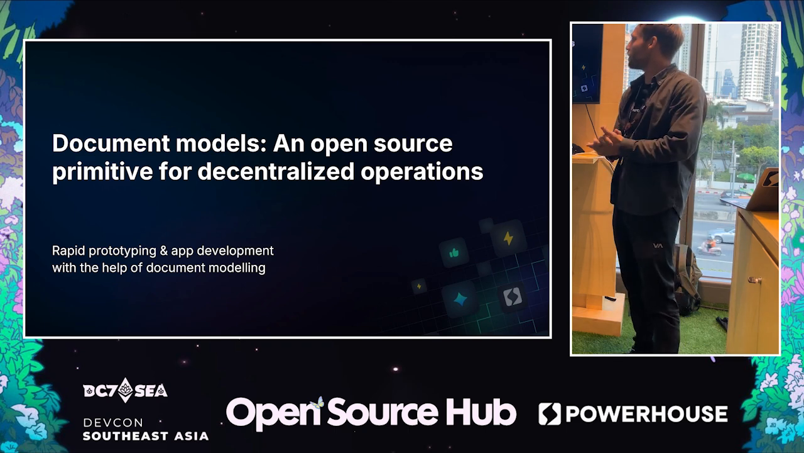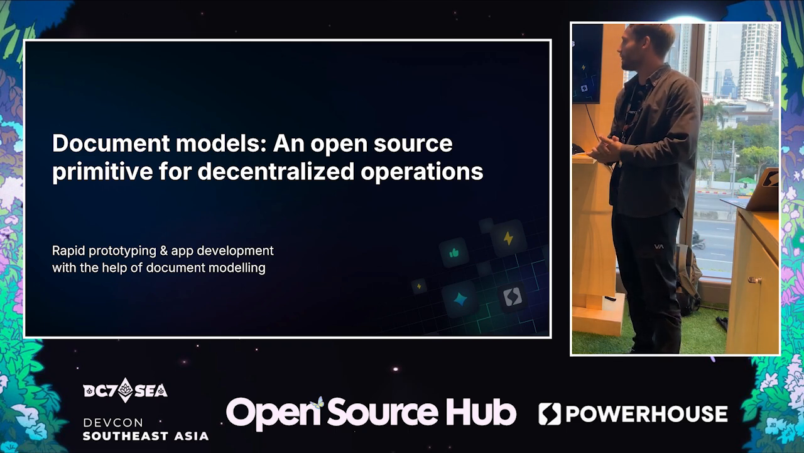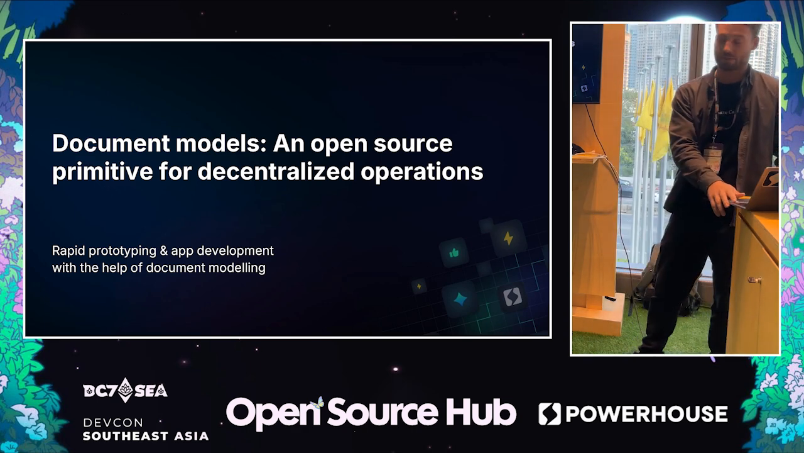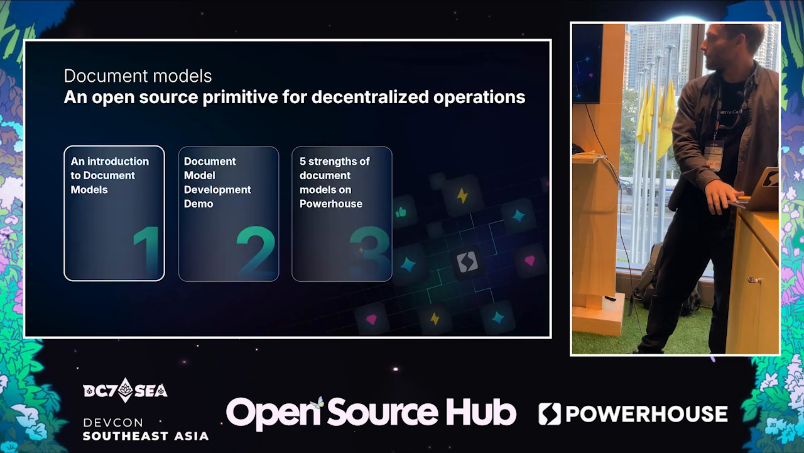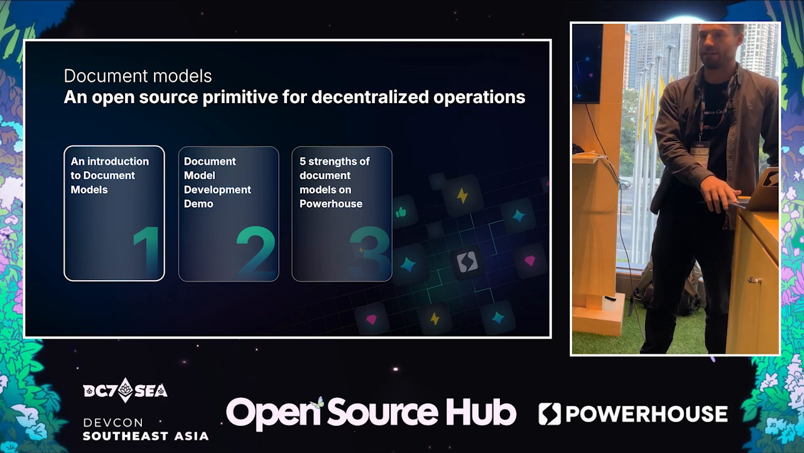Document models, an open source primitive for decentralized operations, is what we'll be presenting to you today. And I'll be diving into how you can start with rapid prototyping and app development with the help of these open source document models. We'll do it in 3 parts: a small introduction to document models, the 5 strengths of document models, and then a development demo so you can follow along with what exactly is in the works when you try to create your own.